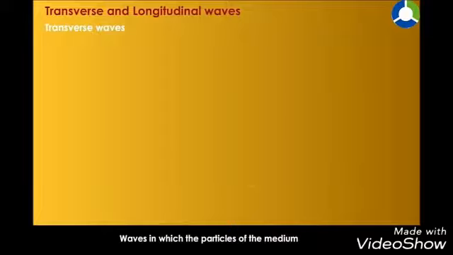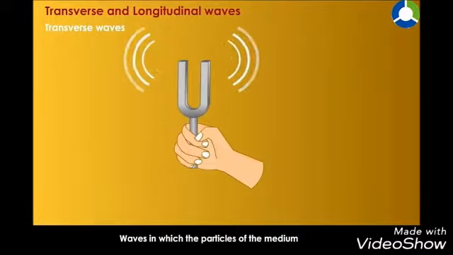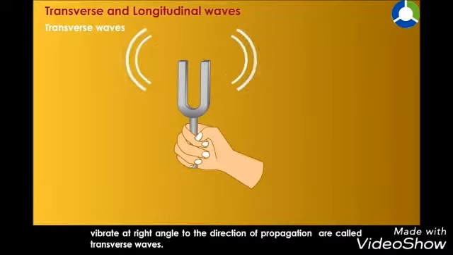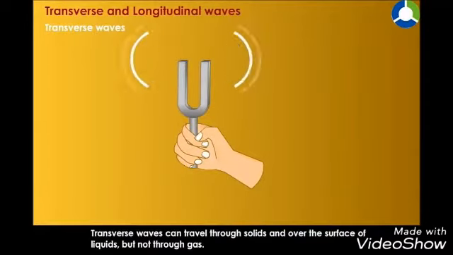Transverse waves. Waves in which the particles of the medium vibrate at right angle to the direction of propagation are called transverse waves. Transverse waves can travel through solids and over the surface of liquids, but not through gas.